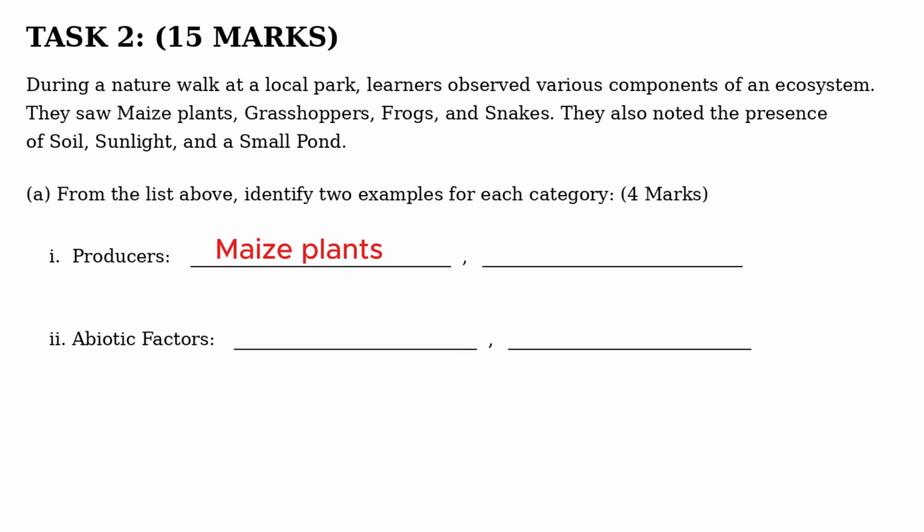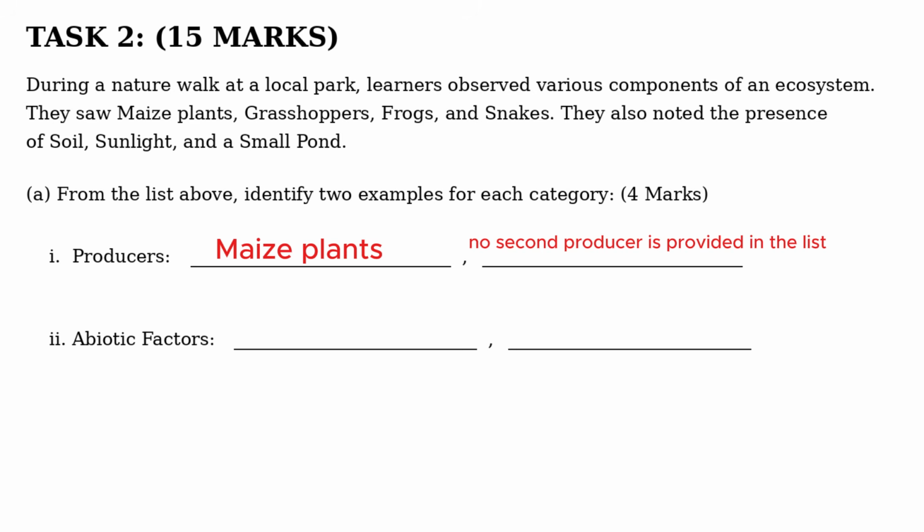An important correction is that the question asks for 2 producers, but only one producer, which is the maize plant, is provided in the list. So a second valid producer would be maybe grass or algae, but neither is listed. Now, a scientifically correct response may therefore be maize plants, algae in the pond, if the examiner allows you to assume that if there was a pond, there was maybe algae, or maybe there was grass around. So you can say maize plant, grass, algae, whichever, but it has to be a plant.